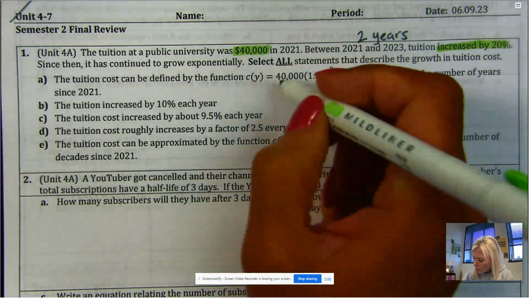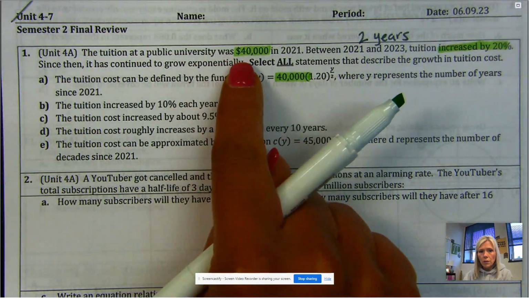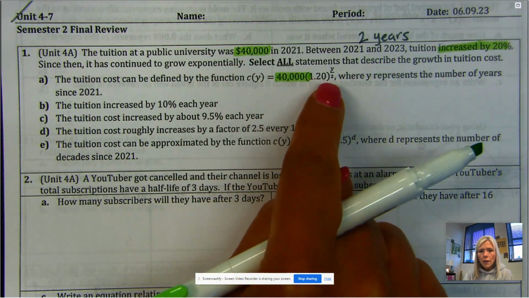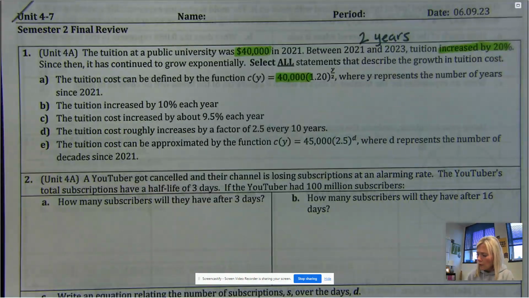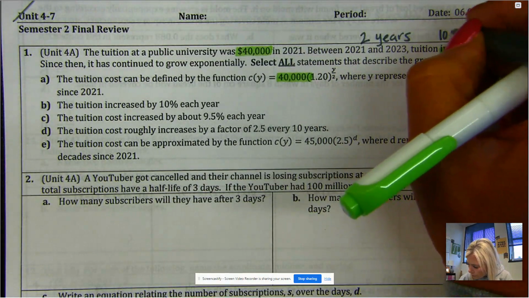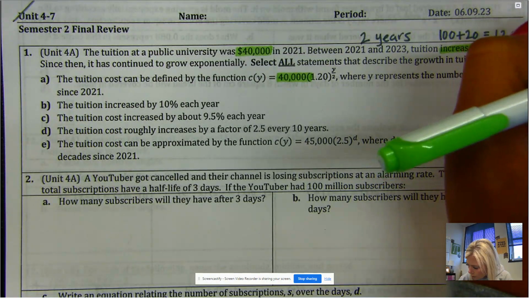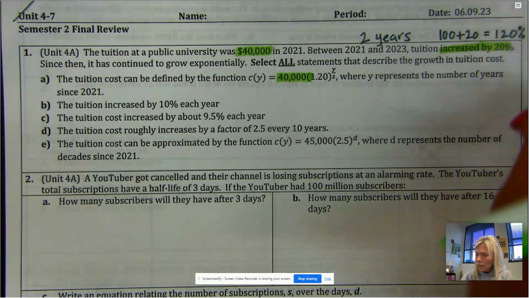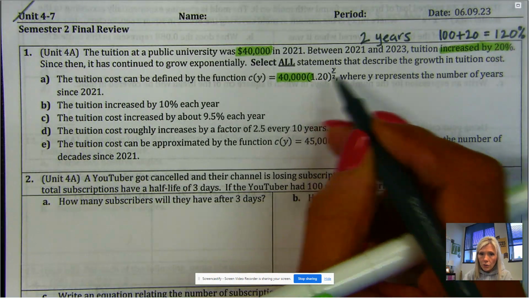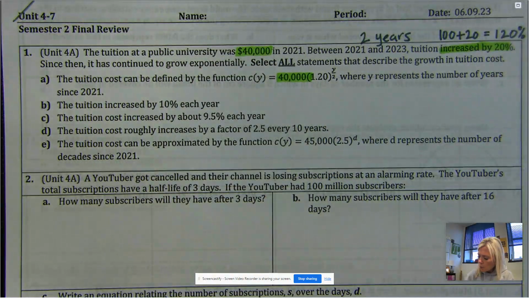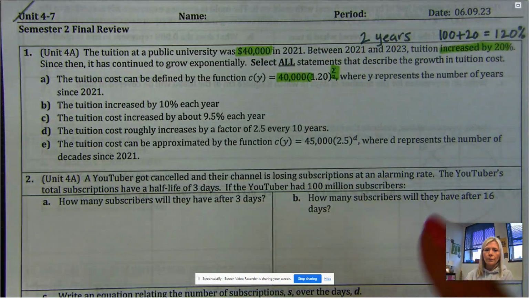So this equation, that 40,000 should represent the initial amount, and see how that matches. 40,000, 40,000. And then the 1.20, it's increasing by 20%, then it's 100% plus 20% is what you're going to use for the factor. But this is in percent. So 120% as a decimal is 1.20. So that checks out. And then the last part of it is this y divided by 2 as the exponent.